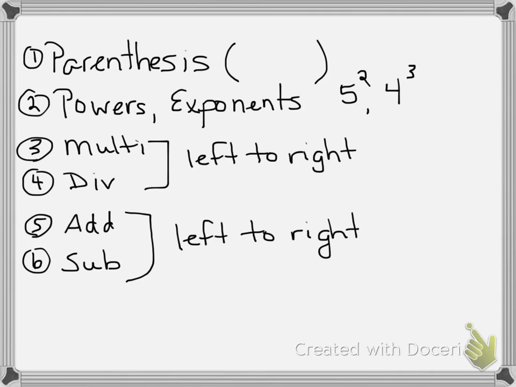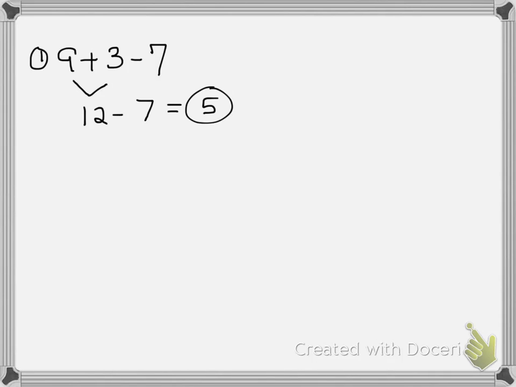Let me give the first example, something easy, something light. Number 1, 9 plus 3 minus 7. Hey, look at your addition and your subtraction are side by side, so work them left to right. That means you do the addition part first. That's the left-hand side, which is 12, working toward the right-hand side. 12 minus 7 is 5. There's one example.